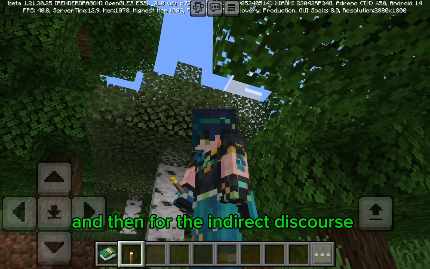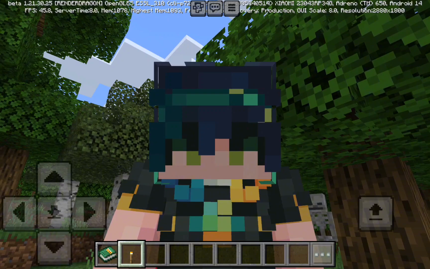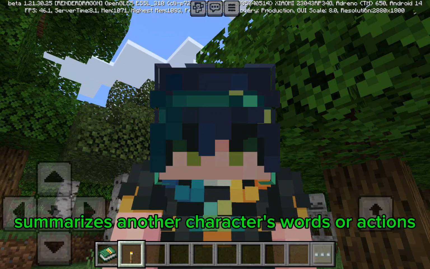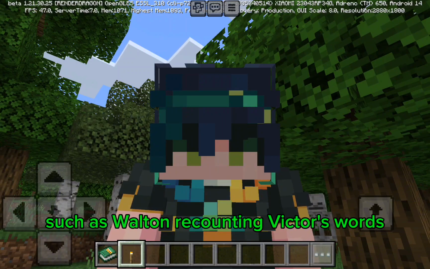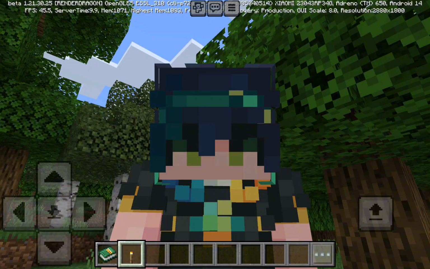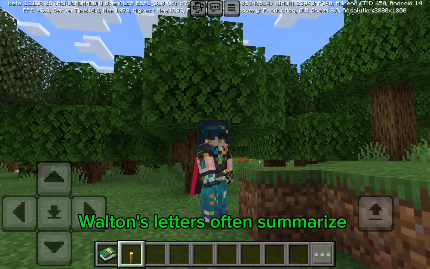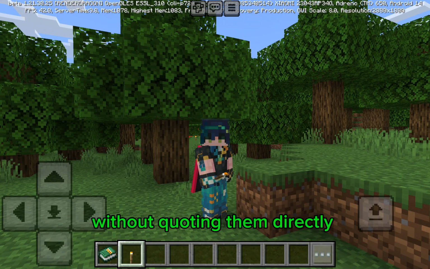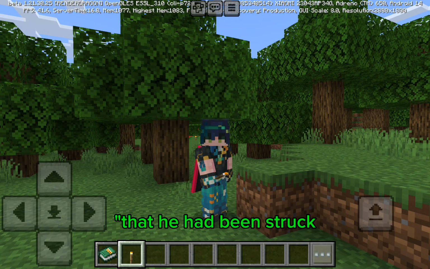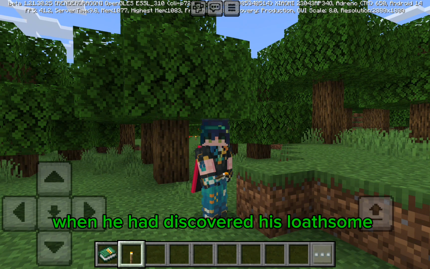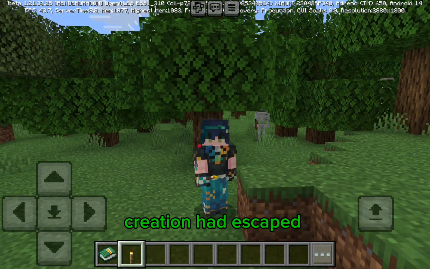And then the indirect discourse is used sparingly, often when one narrator summarizes another character's words or actions, such as Walton recounting Victor's words to his sister in the letters. For example, Walton's letters often summarize Victor's or the creature's stories without quoting them directly. He said that he had been struck senseless by the horror of his situation when he discovered his creation had escaped.